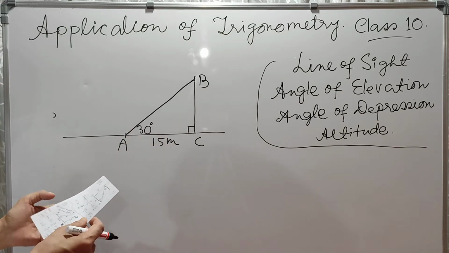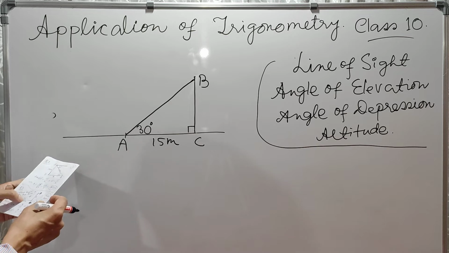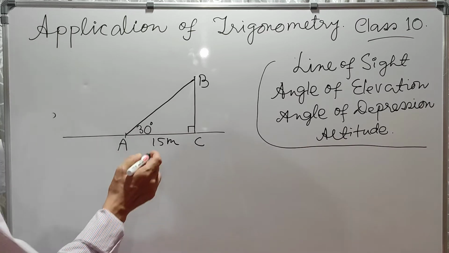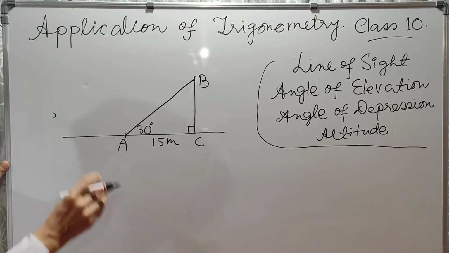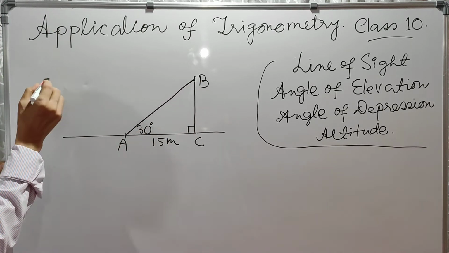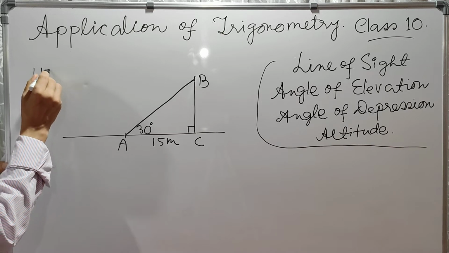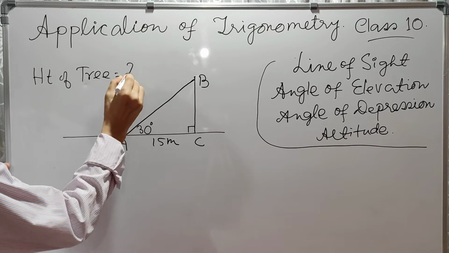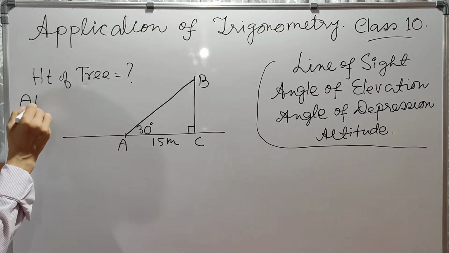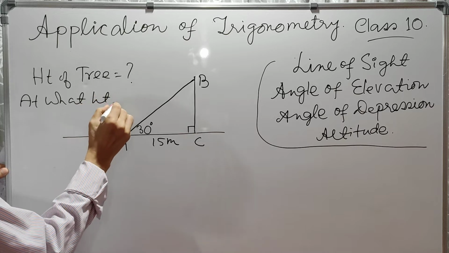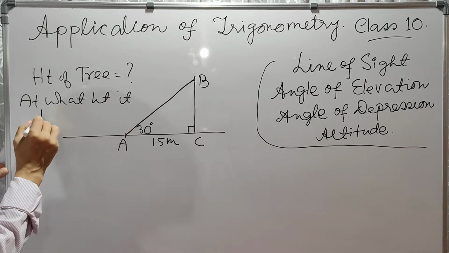Okay. Now you have to find out at what height the tree broke. These are the questions: at what height the tree broke, and the height of the tree. So these things you have to find out. Height of the tree, this you have to find out, and you have to find out at what height it broke.